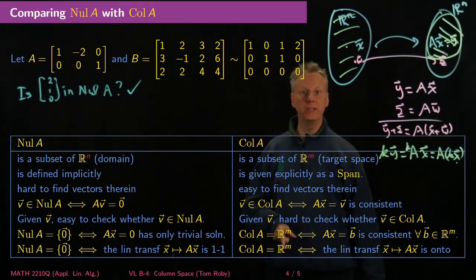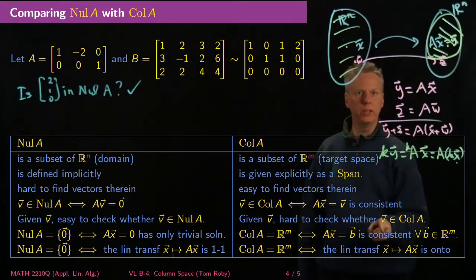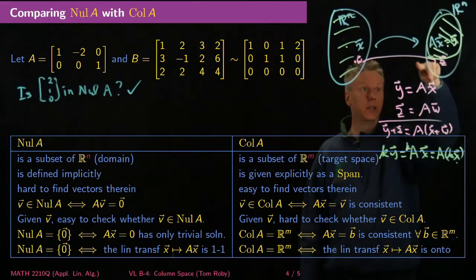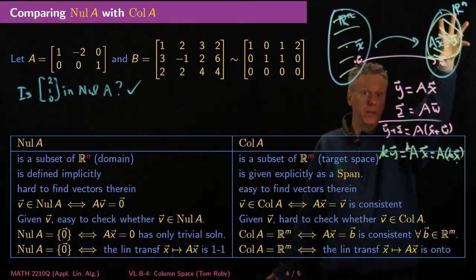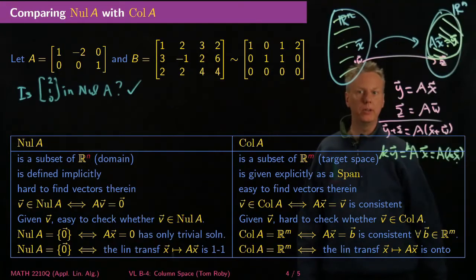And the column space is maximal if and only if the linear transformation is onto. So remember we had 1 to 1 and onto before. So this one, the column space being R^m if and only if the linear transformation is onto, is really just a definition, right? Because we know the column space is the set of all things that get mapped to. So if you map to everything in R^m, then you're onto. And if you're onto, you must be mapping onto R^m.